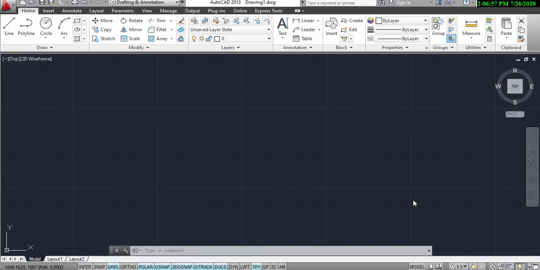Welcome to the AutoCAD manual. Today, let us see about the methods of indicating dimensions. So, the first method is the aligned method.